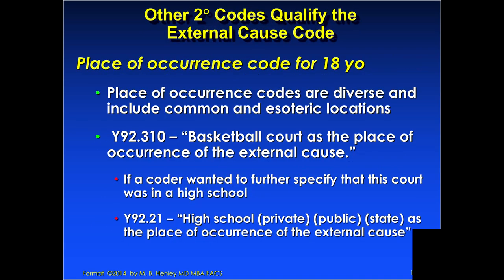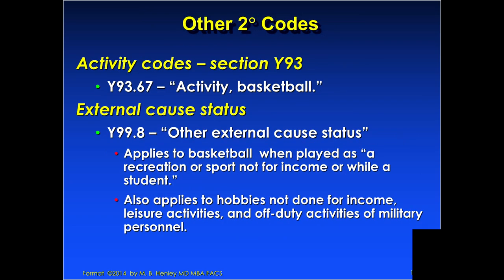Place of occurrence. These are diverse, but basketball court is the place of occurrence, and has a code. If you want to specify further, there's another code for a high school, whether it's private, public, or a state, is the place of occurrence for the external cause. And the activity engaged in was basketball, and the external cause status, because he's doing this for recreation, not for income, is Y99.8.